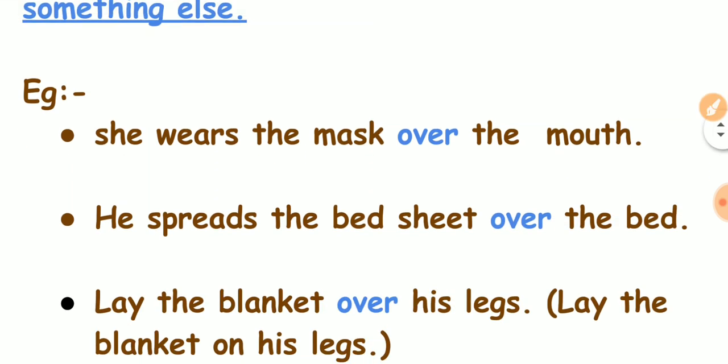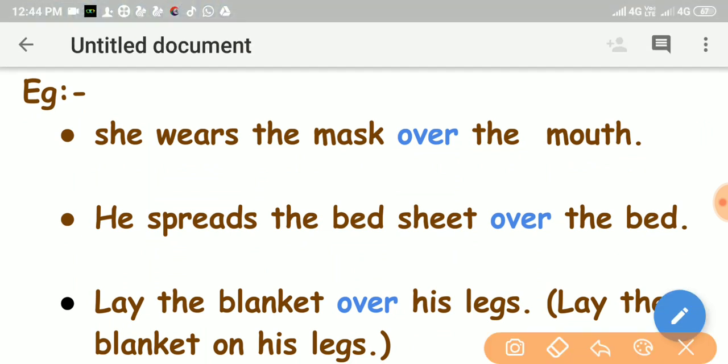Go with the other example. He spreads the bed sheet over the bed. Here we should not use above the bed because the bed sheet is covering the whole bed. That's why we must say he spreads the bed sheet over the bed.